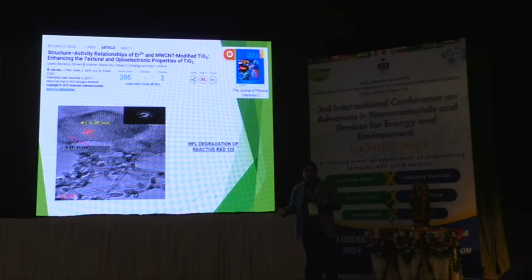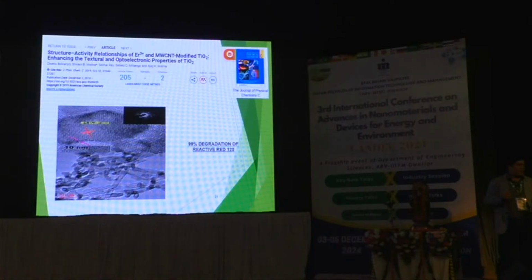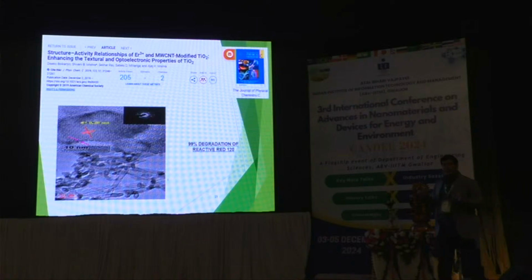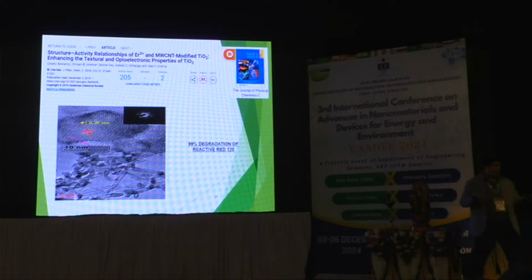We did it with single-wall as well. For the whole process, we have also built a CVD setup within our lab, where we make the carbon nanotubes. Then we embedded erbium, one of the rare earth elements, and you can see we achieved around 99% degradation. But this is only for a specific dye called reactive red 120, RR120, which is the dye we tried to remove.